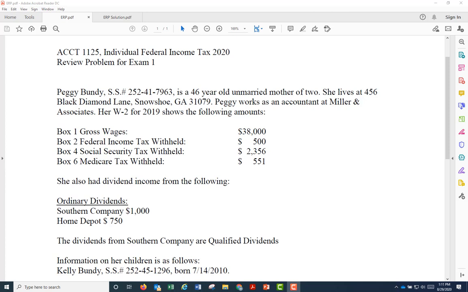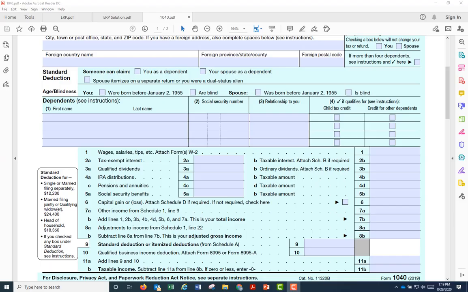She has earned income as shown on her W-2 that needs to be reported on 1040 line 1, and she has prepayment of tax that needs to be reported on line 17 of 1040. She has ordinary dividends totaling $1,750. Where is that reported on Form 1040? Look at Form 1040, and if you do not know, go back to sample problem 1. We had this already. Very important.